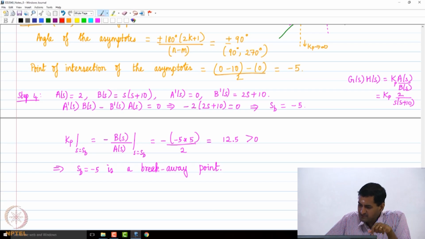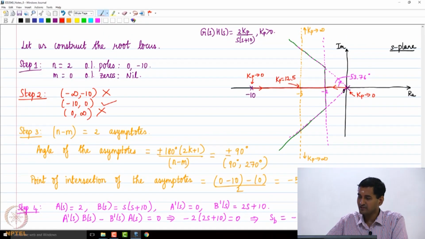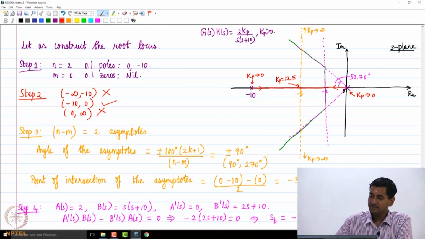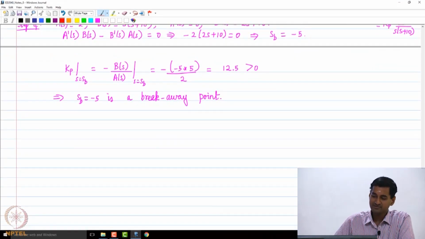Okay, so s = -5 is a breakaway point, right? So that's what we have done. That's why it breaks away, and anyway it goes along the asymptotes, right? But we will come and plot it as we go along, right?